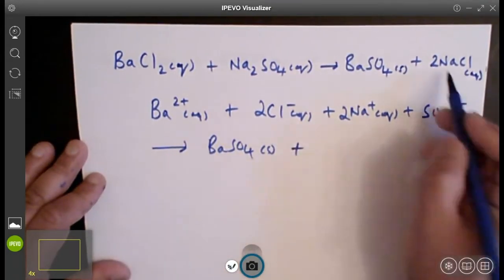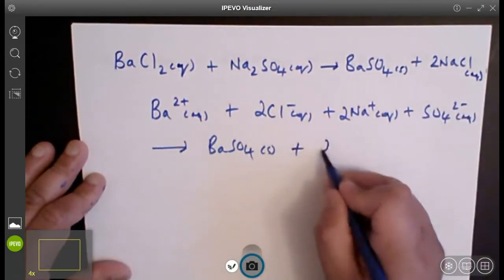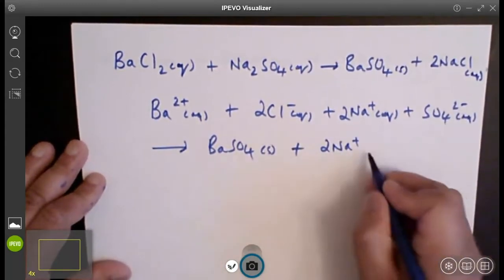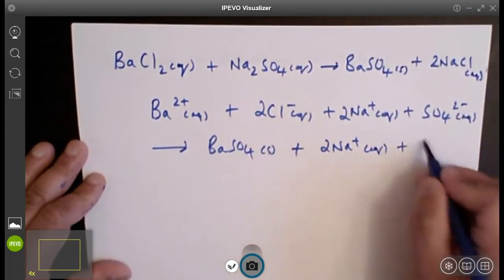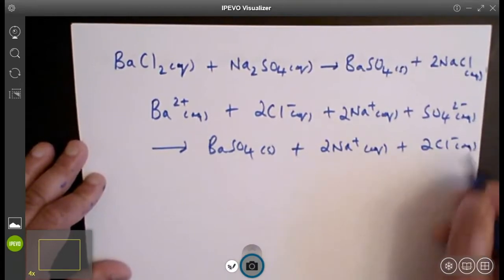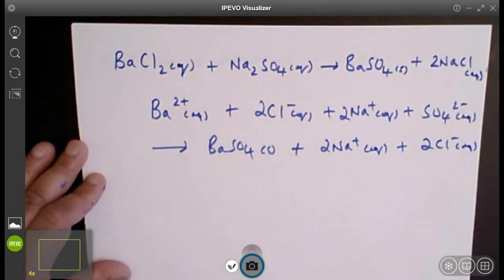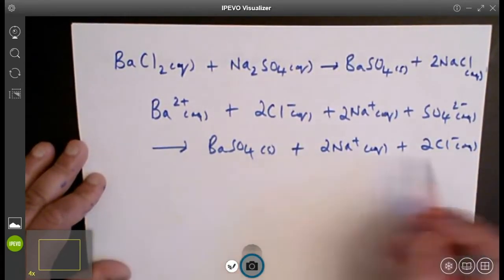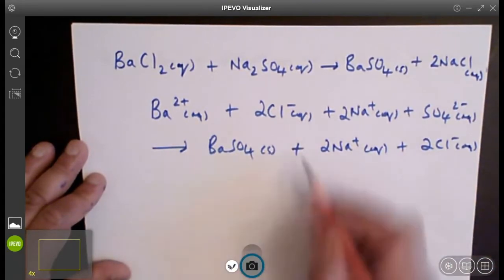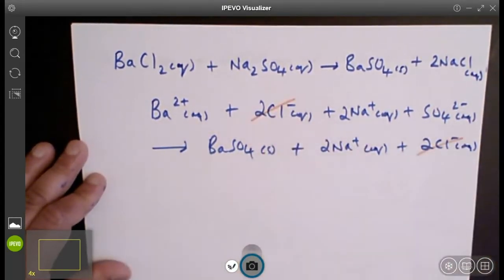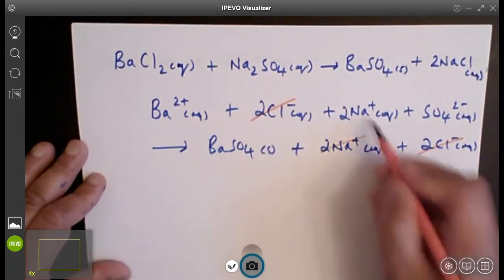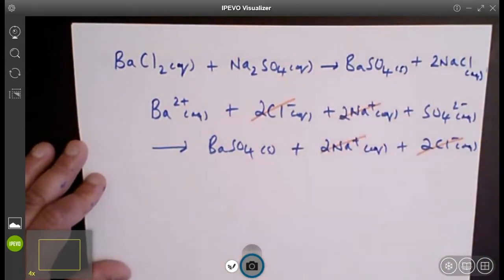Plus, then you've got the NaCl, and that breaks up. So you've got 2 Na+ aqueous, plus the 2 lots of Cl- aqueous. And now we do exactly the same here, and we'll start cancelling those spectator ions. So you can see the chloride there and that chloride there cancels. You can see that sodium there and that sodium there is cancelling.